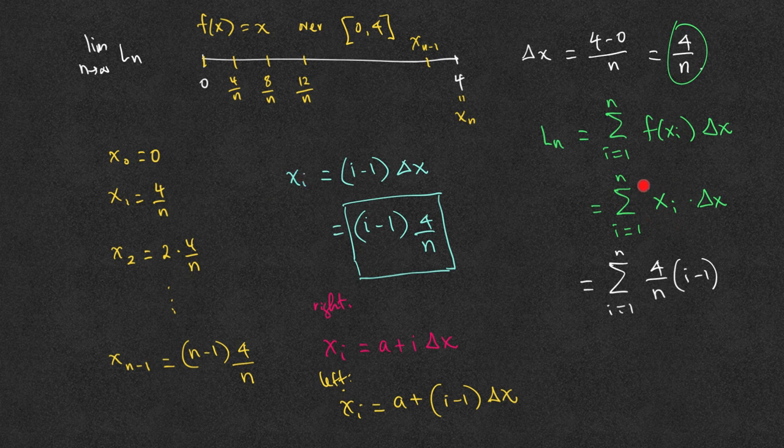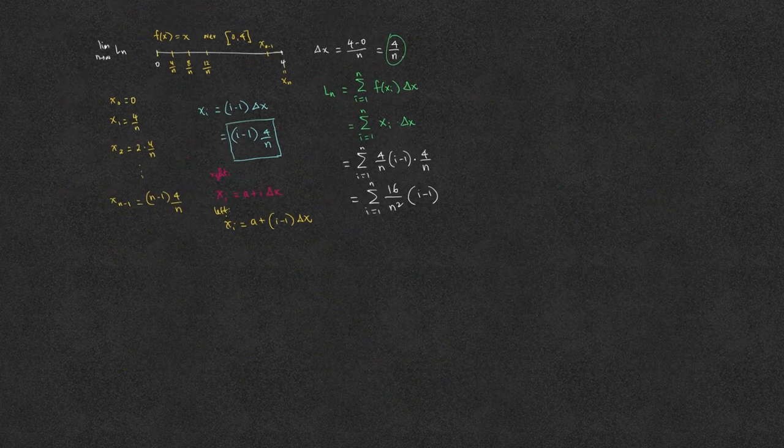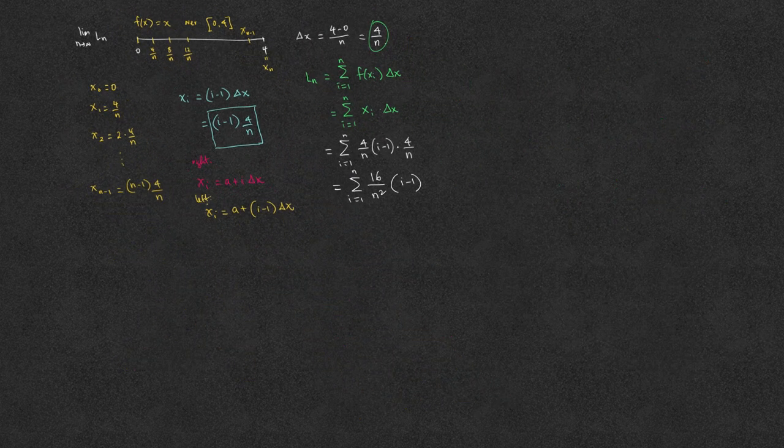But this is only x sub i, and x sub i is f of x sub i, where f of x equals x. We still need to multiply delta x, but delta x is 4 over n. Simplifying this, we have the sum as i goes from 1 to n of 16 over n squared times i minus 1. We then evaluate this sum. The 16 over n squared doesn't depend on i, so we can bring the 16 over n squared in front of the sum. We end up with the sum as i goes from 1 to n of i minus 1.